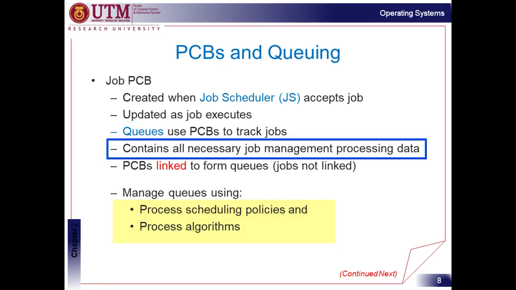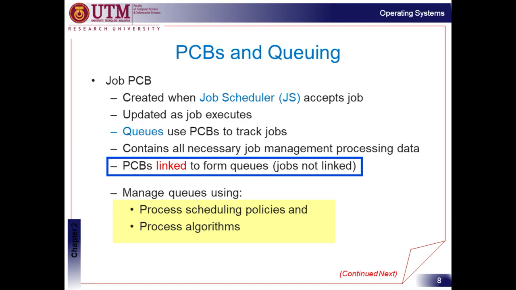The PCB contains important information about the job, such as its state, CPU registers, memory allocation, and I/O status. This information allows the operating system to efficiently manage, pause, and resume jobs without losing any context. The PCBs are linked together to form the process queues. The jobs themselves are still separate entities even though the PCBs are linked together. This structure allows for the organized management and scheduling of processes.